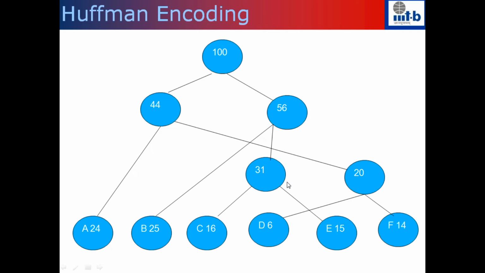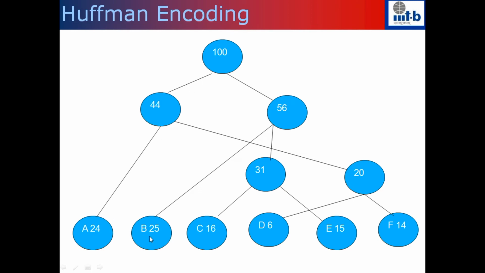So now it's easy to come up with the binary encoding for each of these alphabets. So what you do is that you start traversing the tree from the root node. Every time you take a left turn, you write a 0. Every time you take a right turn, you write 1. For example, if I have to reach A, first I start from here, I go left, and then I go left again. So the encoding for A is 0 0, right?